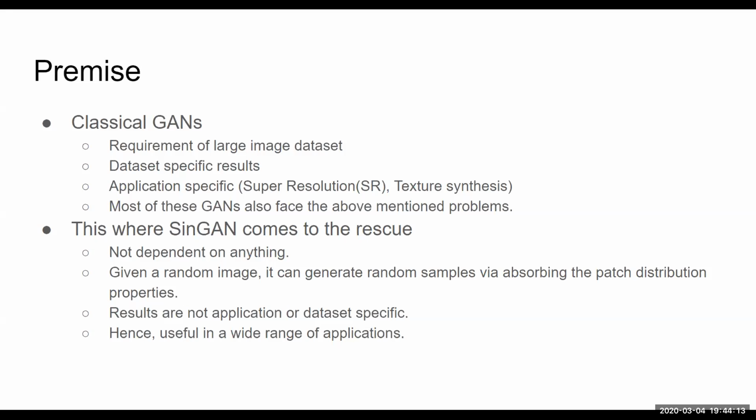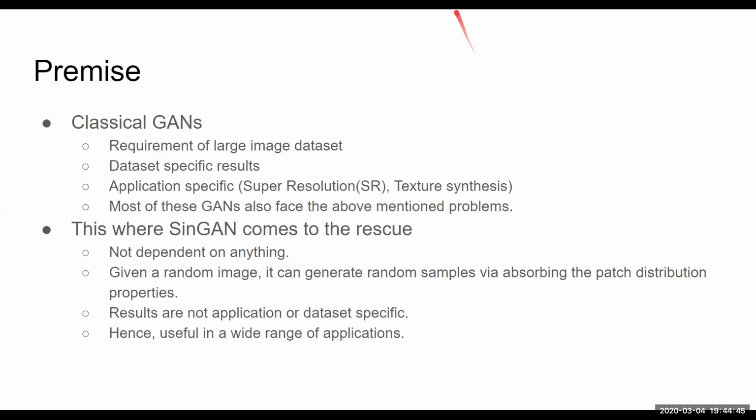So let's say if you feed it an image of an animal, it would try to learn the probability distribution, and it may come up with something else. We'll show some examples towards the end of this presentation. At that point, it would be more clear. So you give it a random image, and it will generate random samples by observing this patch distribution. This patch distribution is the key for SinGANs. We'll discuss this more when we talk about the architecture of SinGANs.